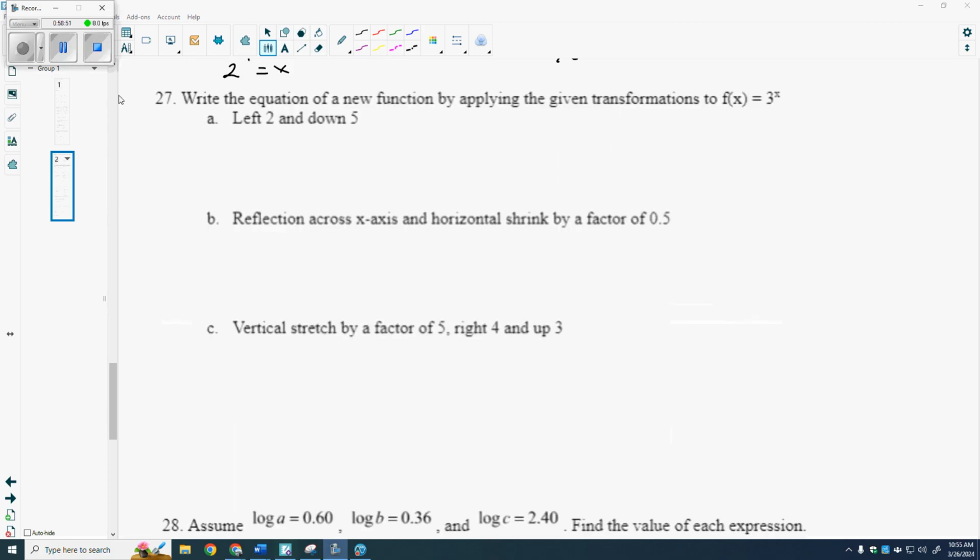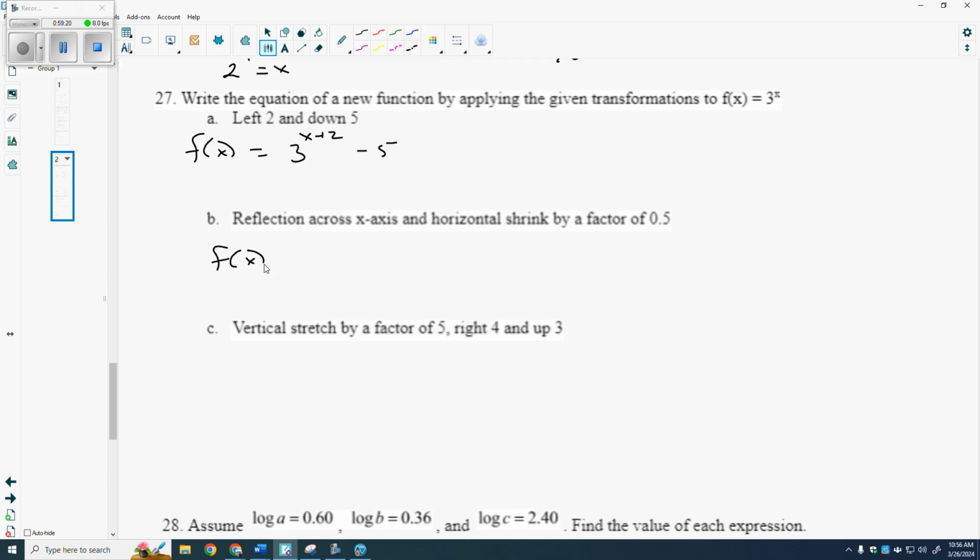Okay, switching gears. This is not going to be on the quiz, but it's just good practice. Write the equation of a new function applying the given transformations to that equation. So f of x equals left 2, down 5. So there's an x plus 2 up here and down 5.